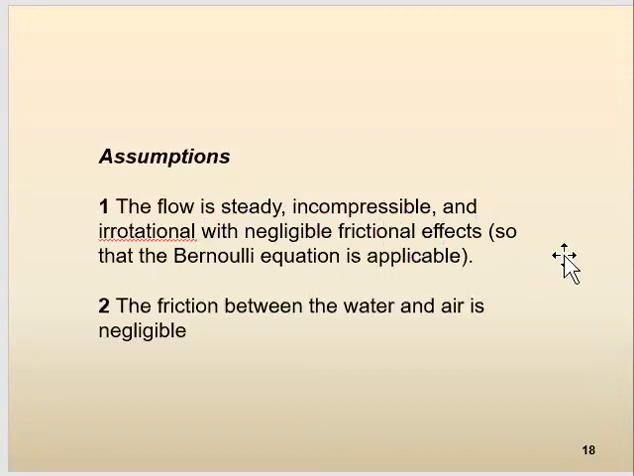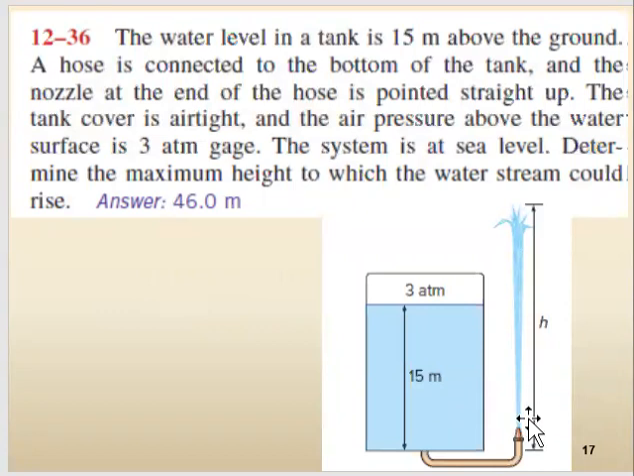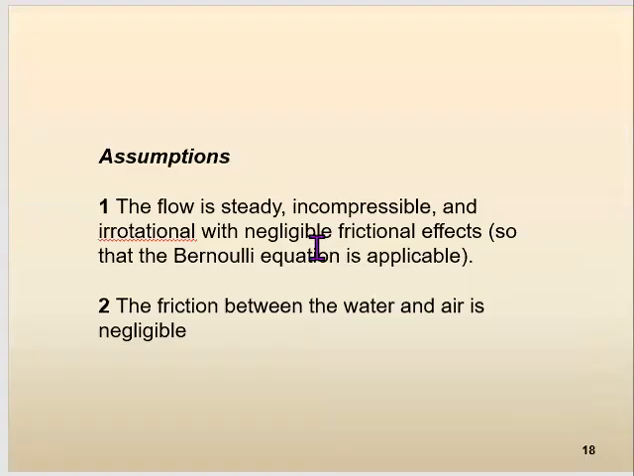The second one is that friction between the water and the air is negligible. So we don't have air drag or drag force against the flow of the water jet. So we don't have a loss of mechanical energy as a result of interaction between the air and the water jet. So frictional losses are 0. Friction between the water jet and the air is 0. The flow is incompressible, which means density stays constant, and we have a steady state flow.